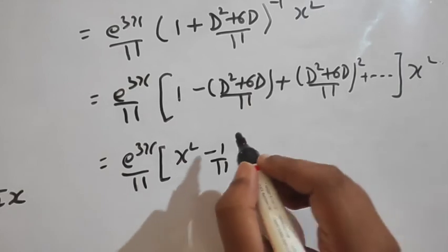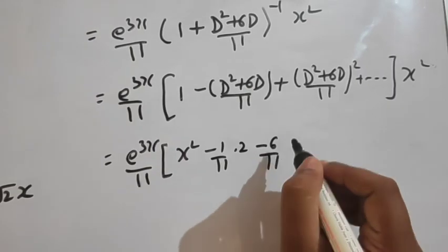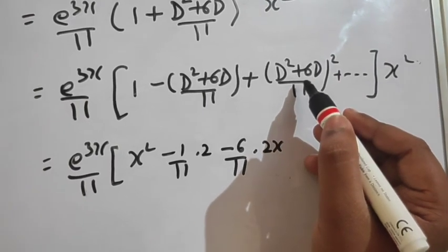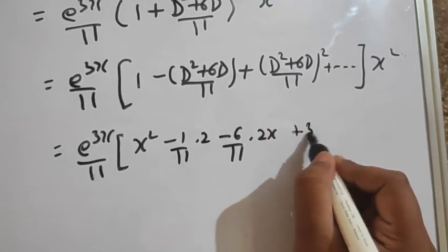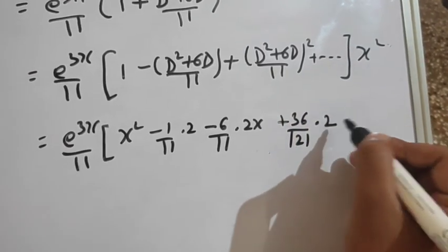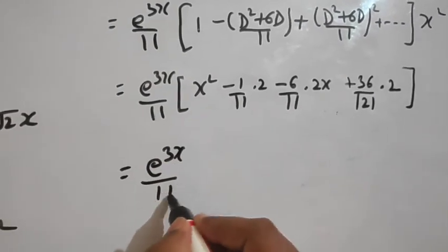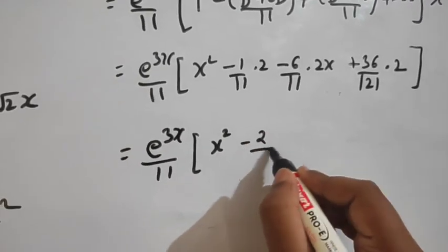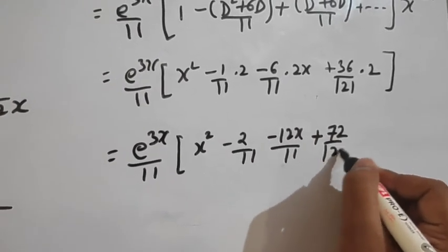so 2x is the first derivative, 2 is the second derivative. Minus 6 by 11, first derivative 2x. Neglect d power 4, neglect that 2ab portion, only 36 by 121 and the second derivative which is 2. Okay, fine. So e power 3x by 11, x square minus 2 by 11 minus 12x by 11 plus 72 by 121.